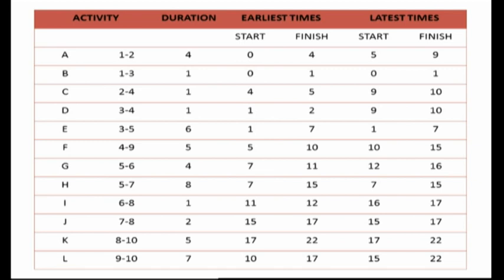For example, we pick up any activity to understand it, and with the help of the network, we see that for activity F, which lies on arrow 4 to 9, the earliest start time is 5 and the earliest finish time is 10. We have latest start time is 10 days and the latest finish time is 15 days, which is exactly what we have done in our network diagram. Similarly, we can calculate the different times for any example or for any network involving certain activities.